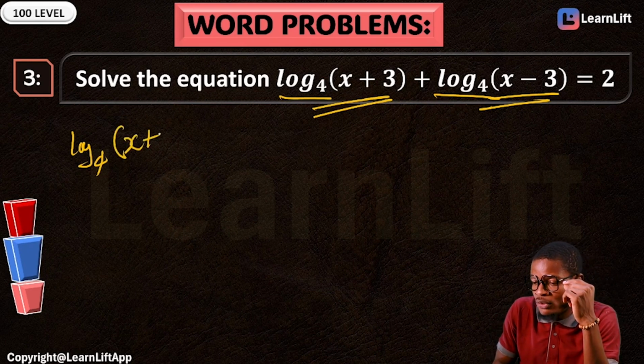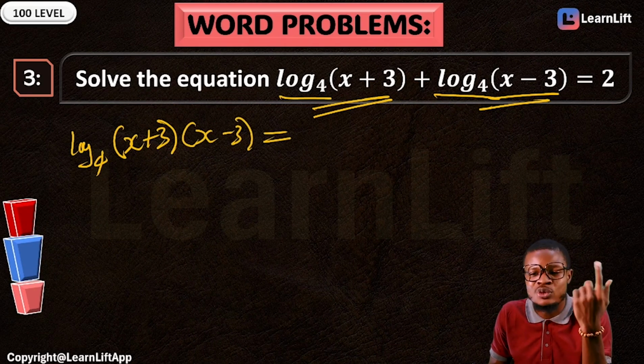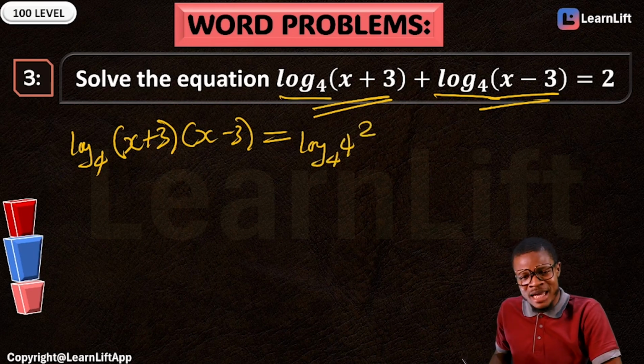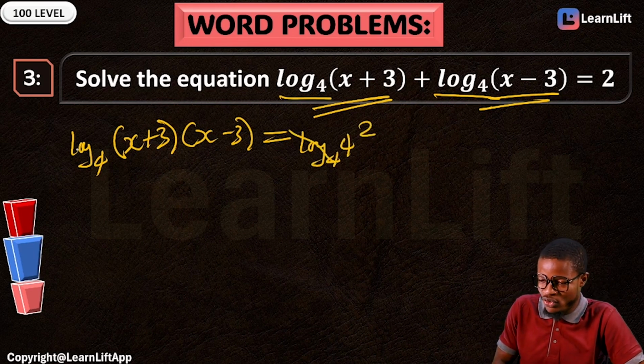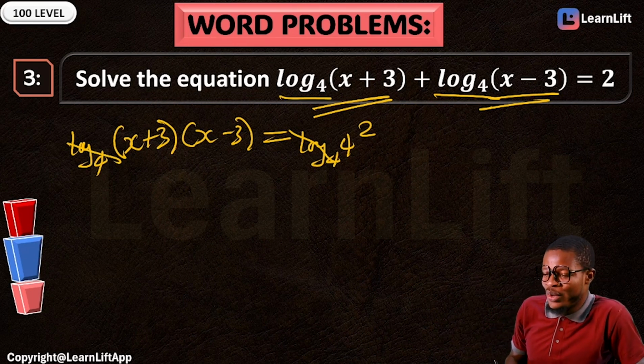Here is going to be x plus 3 into x minus 3 is equal to, of course, just convert 2 to log 4. What is it going to give us? Log base 4 of 4 raised to the power of 2. So can log base 4 cancel log base 4? Yes. If they cancel, expand. What will it give me?